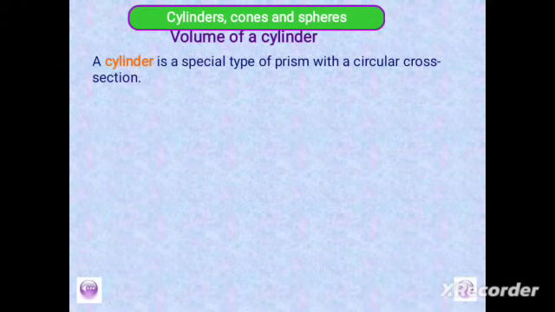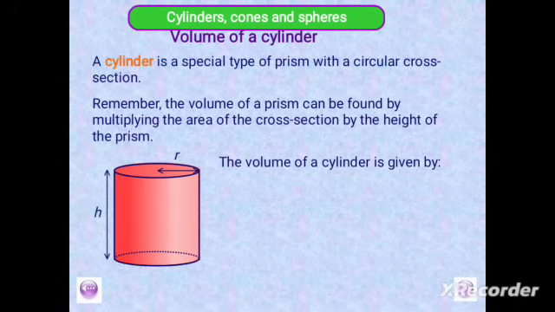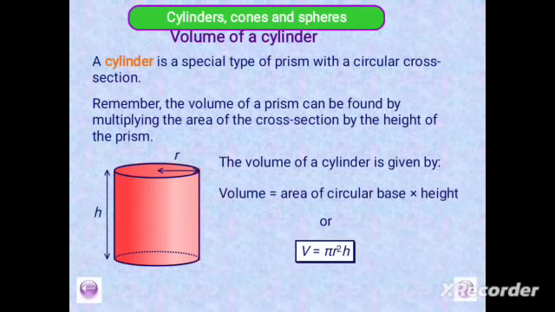And now starting with the volume of a cylinder, by definition a cylinder is a special type of prism with a circular cross-section as shown in the diagram below. So we have a cylinder of height h, and the circular base is of radius r, and now the volume of a cylinder is given by the area of the circular base times height, shortened as pi r squared h.